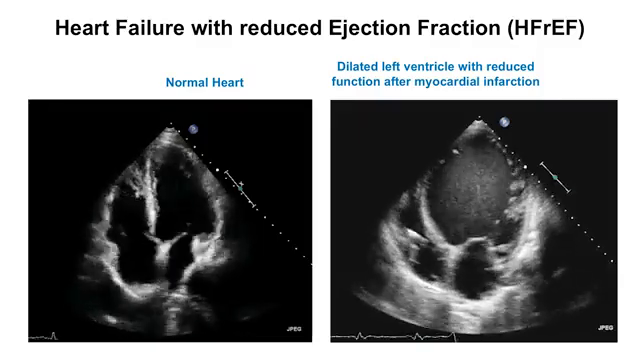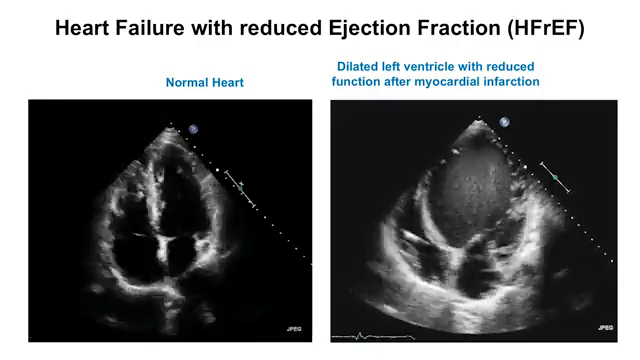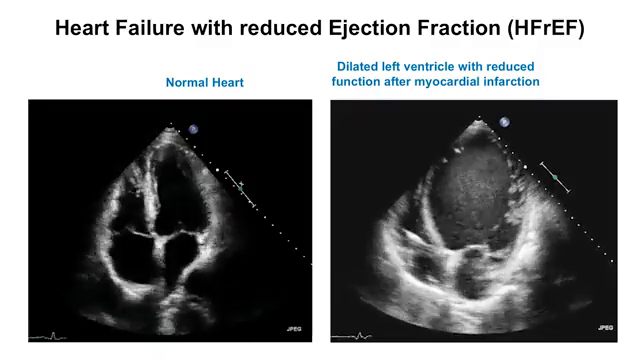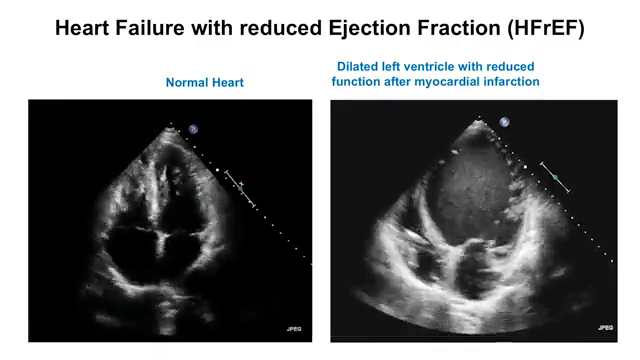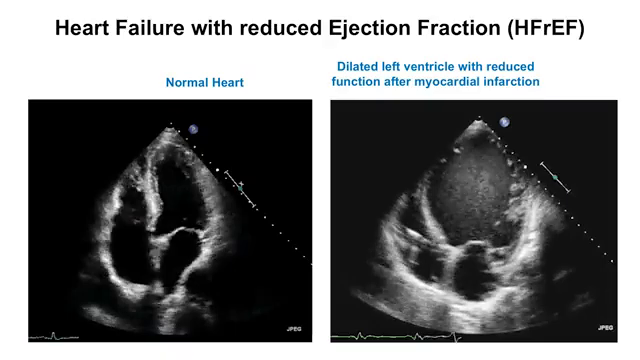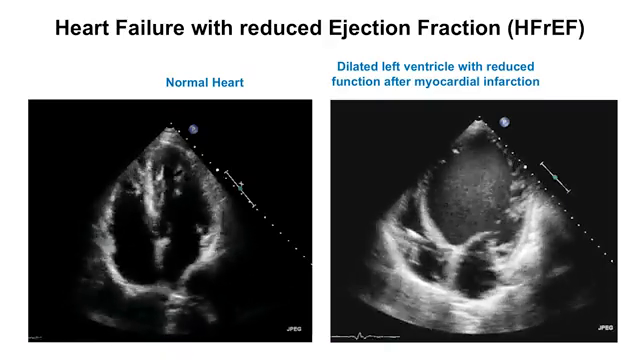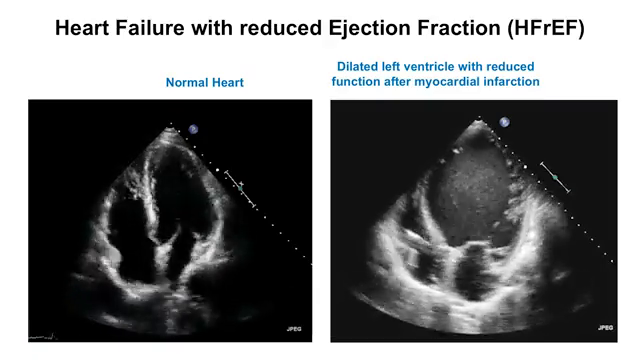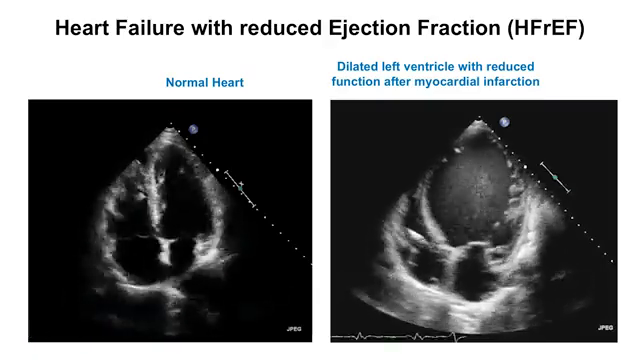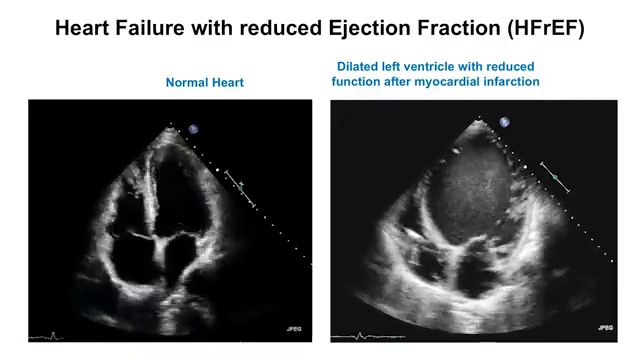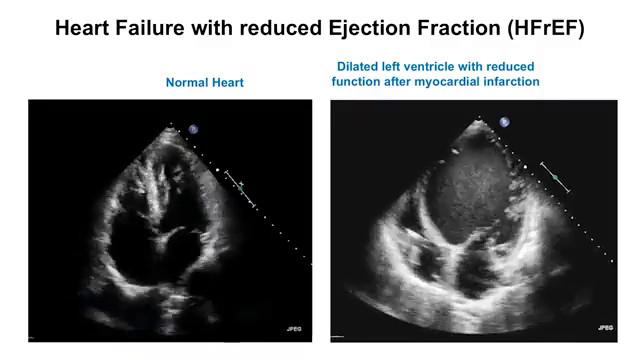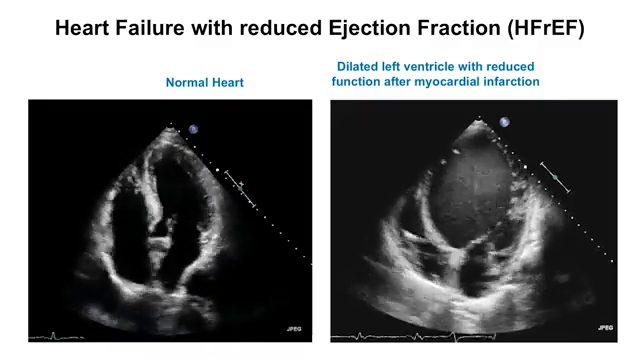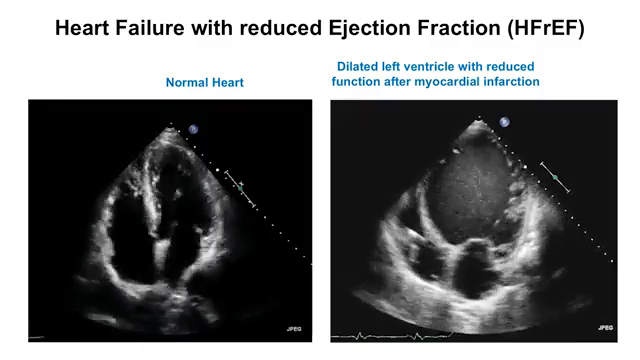On the left side, you see an apical four-chamber view on transthoracic echocardiogram in a patient with a normal heart. You can appreciate that all four chambers are normal in size and in function. On the right side, you can see the same view in a patient who suffered from myocardial infarction and who has developed heart failure with reduced ejection fraction. The left ventricle is significantly dilated and the function significantly reduced.